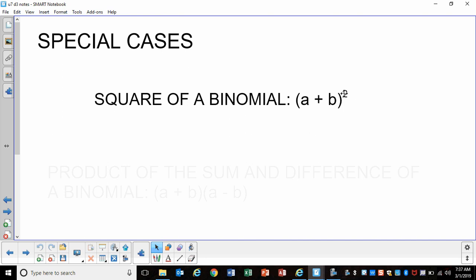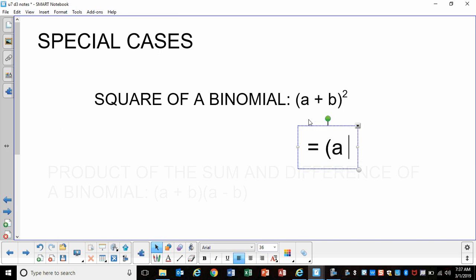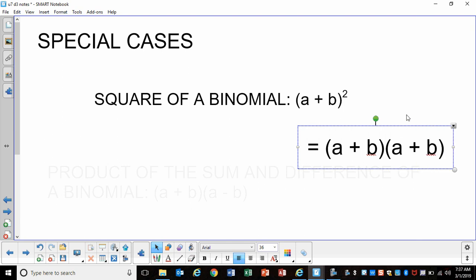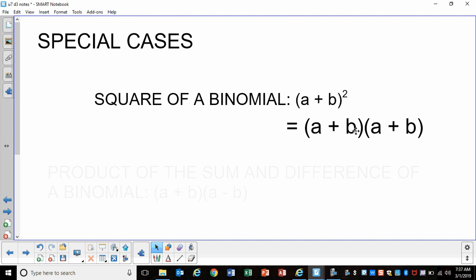When you have a binomial squared, what it means is you're doing that binomial, a plus b, times itself, a plus b. It does not mean anything about distributing that exponent. We can't distribute the exponent because these a and b are not being multiplied. We can only distribute over multiplication or division, not over addition. So you just take the binomial and write it twice and then multiply like normal.